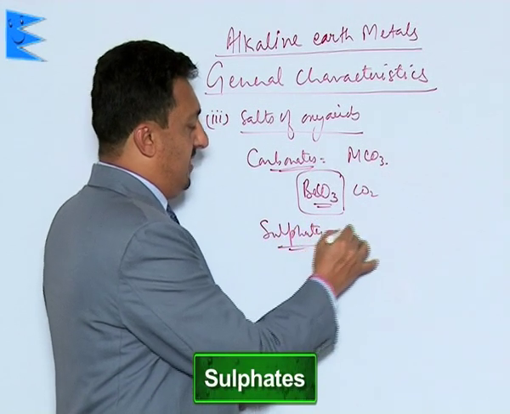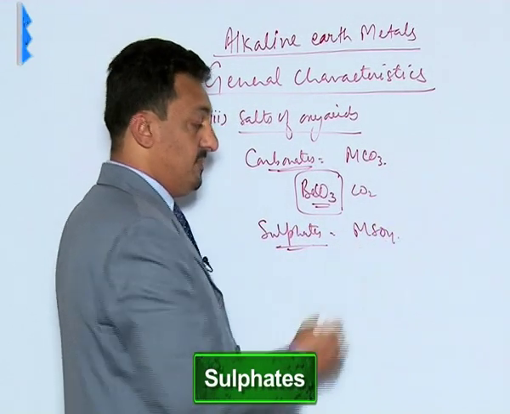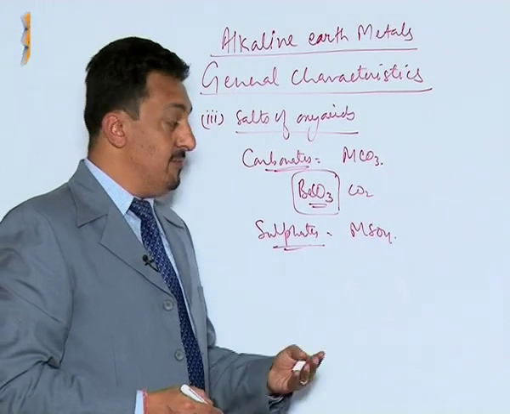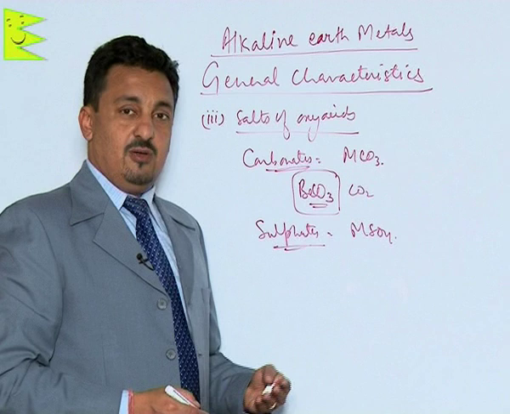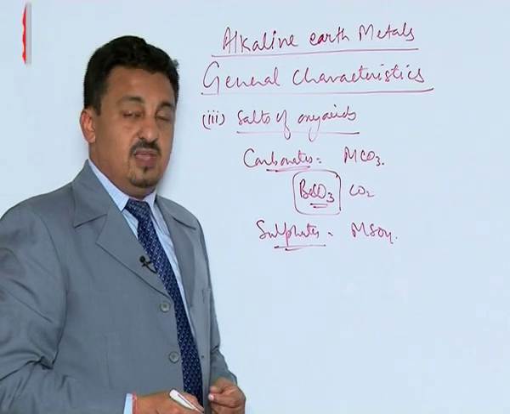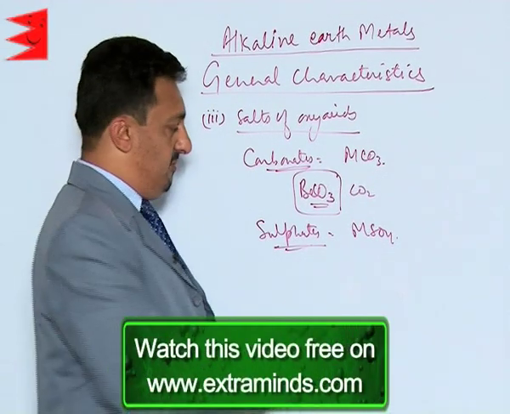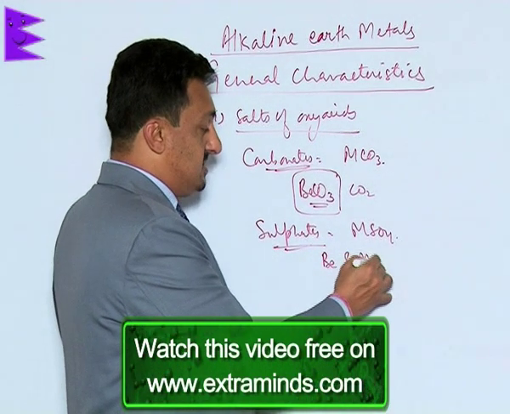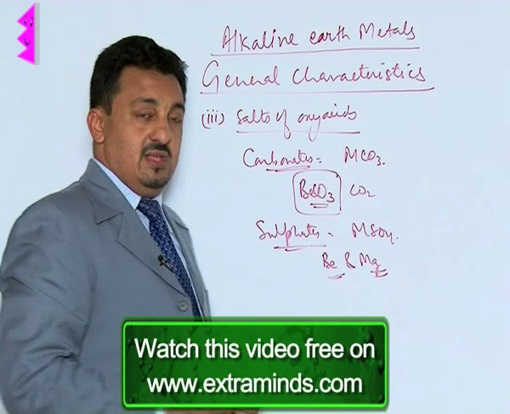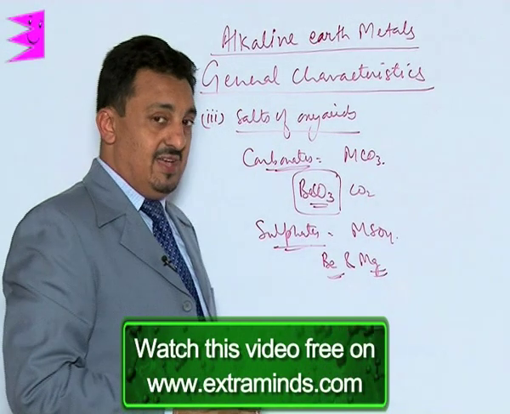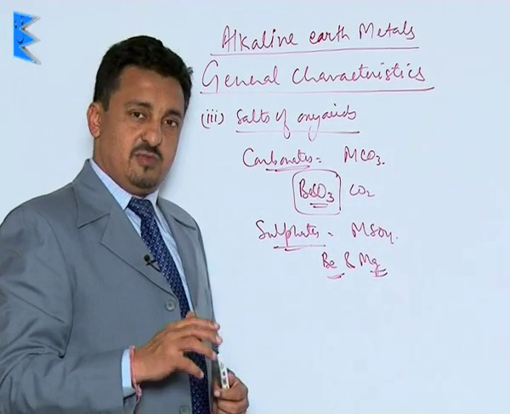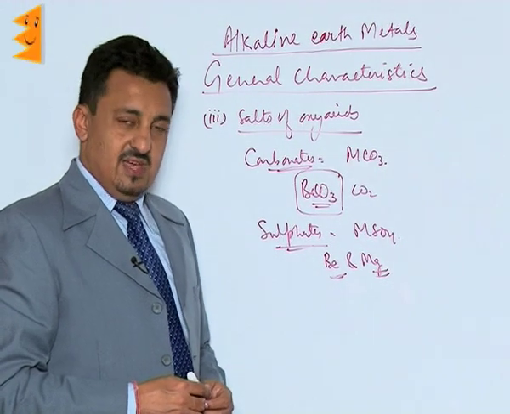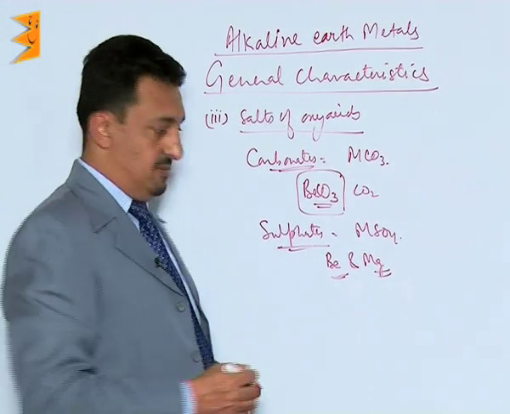They all form sulfates with the formula MSO4. These sulfates also decompose on heating to their corresponding oxides and release SO3 gas. Another important thing we find about these sulfates is that beryllium and magnesium sulfates are soluble in water. They are readily soluble, but other than these, the sulfates of calcium, strontium and barium are insoluble in water. Their stability also increases down the group.